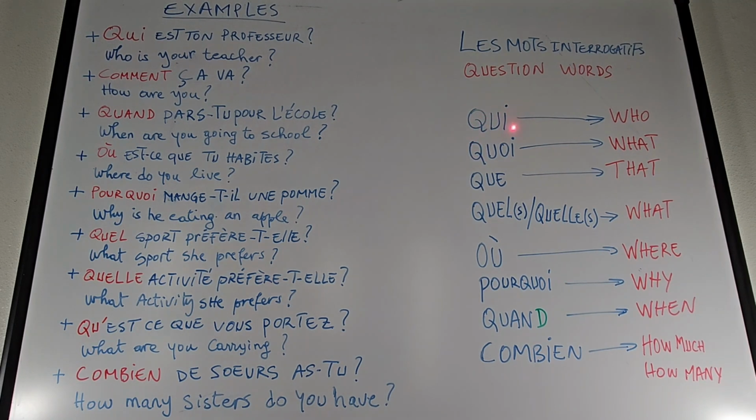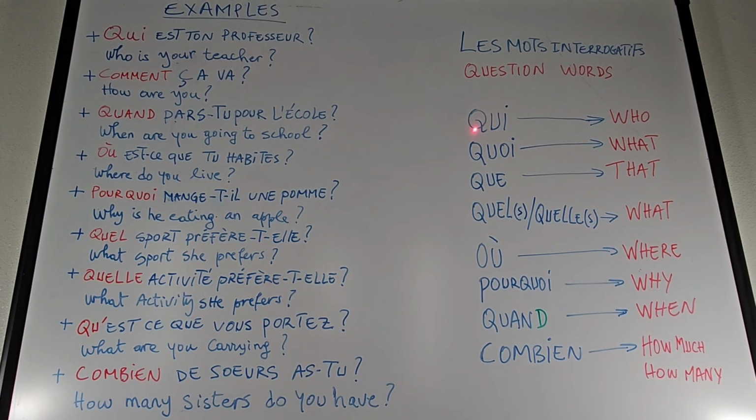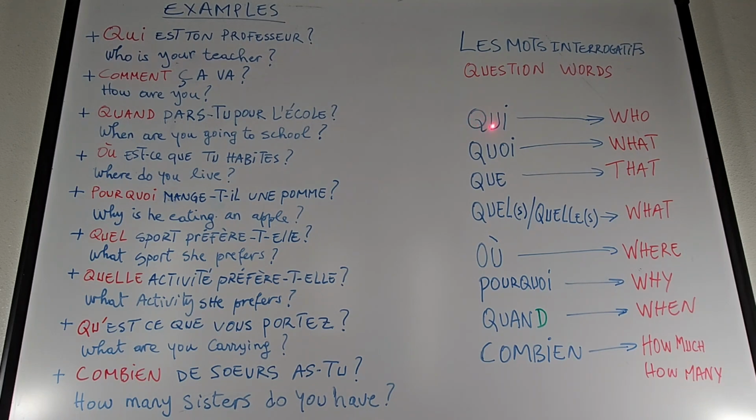So we have here qui. Remember when we were doing the phonetics, we said Q, U sounds K. So that's qui, we don't say Q, we just say K. So you read qui, which means who in English.